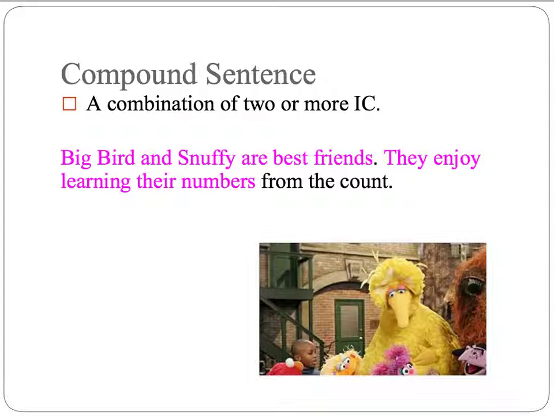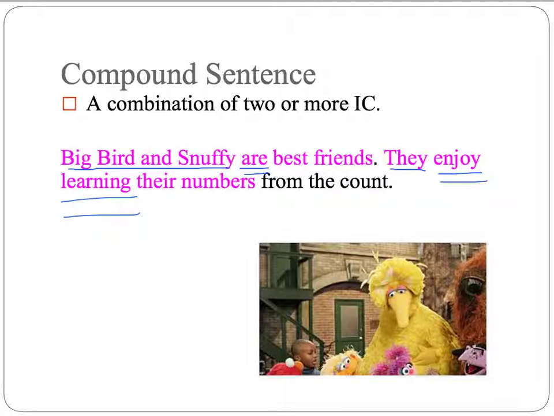Let's talk about the compound sentence. These you should already be familiar with. A compound sentence is a combination of two or more independent clauses, but they must be punctuated correctly. You can see here we have a compound sentence because Big Bird and Snuffy make one subject, and they have one verb. So that's one simple sentence. We also have another simple sentence. "They" is a subject. "Enjoy learning" is a verb, or a verb phrase, or a predicate. So there's another simple sentence. We can combine these to make a compound sentence.